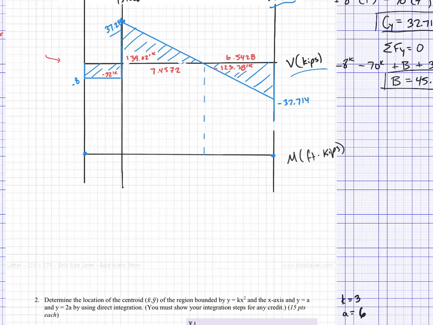And in fact, I already see a screw up. It came from bad handwriting, so be very careful with your handwriting. This should have been a 2 right here.